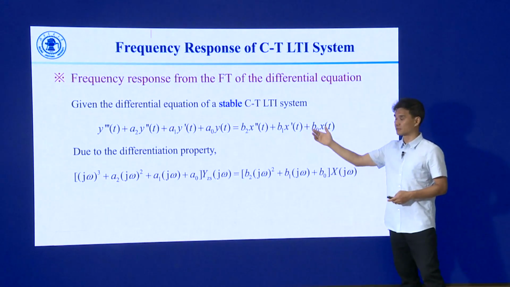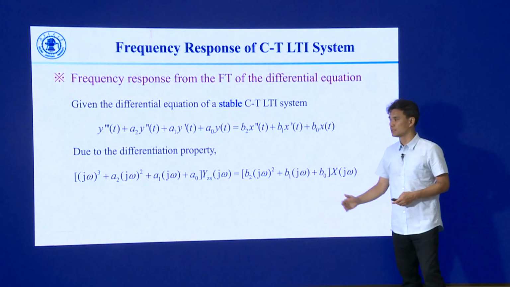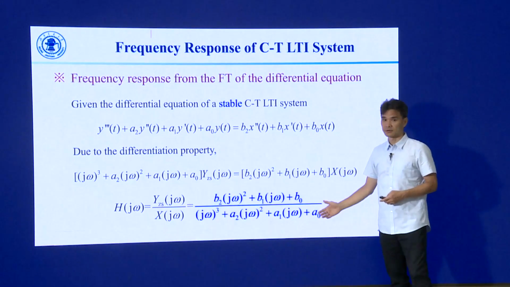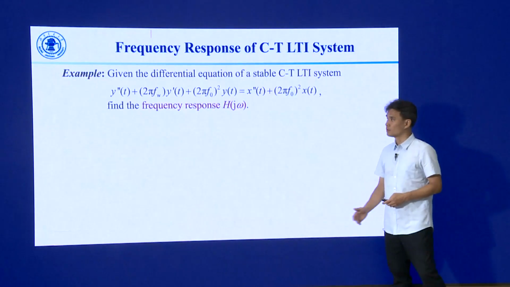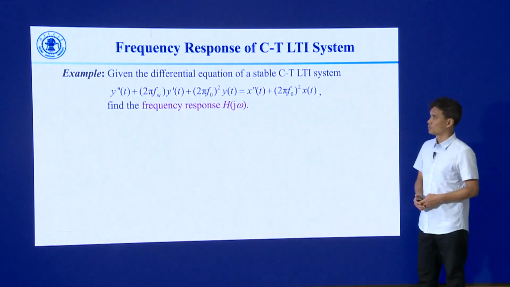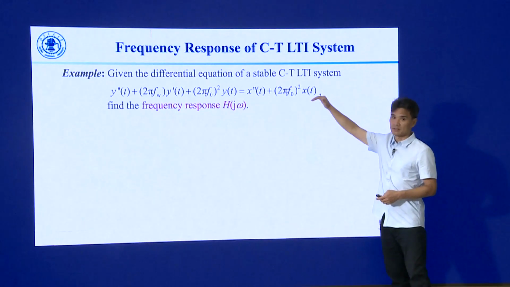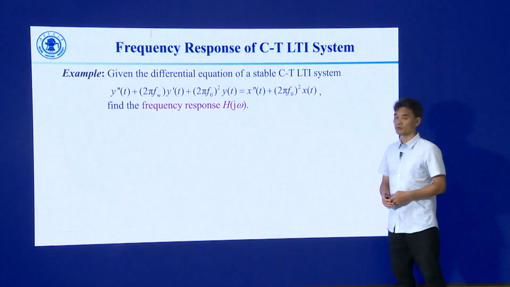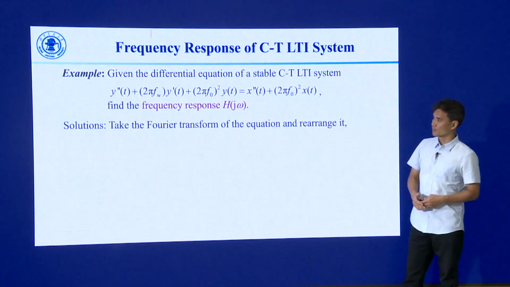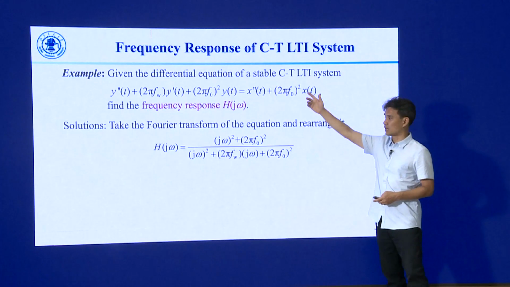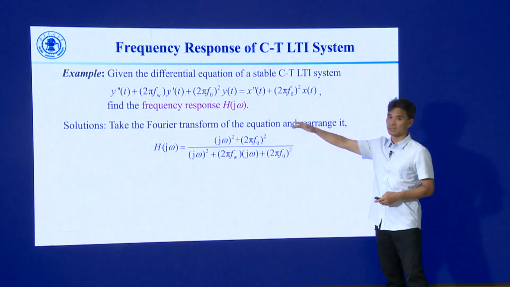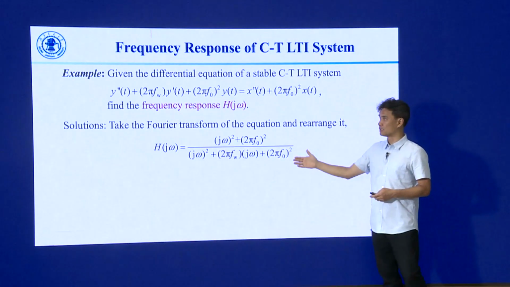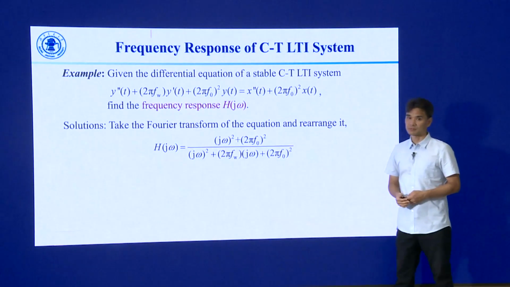We convert it from the time domain to the frequency domain, and then by definition we can get the system's frequency response. Here's one example. We have a system given here using a differential equation. Then what is the system's frequency response? We can convert it from the time domain to the frequency domain and then rearrange the terms. And this will be the system's frequency response.